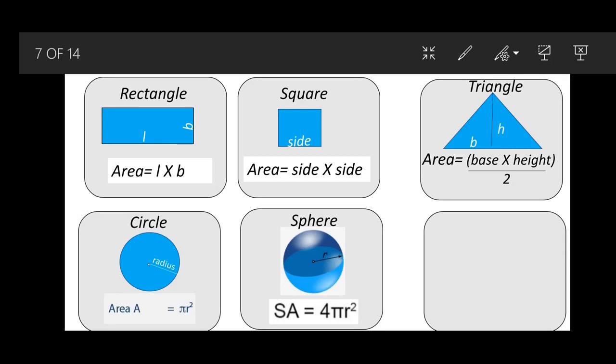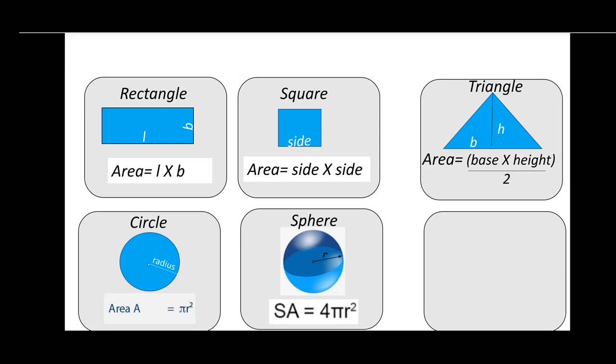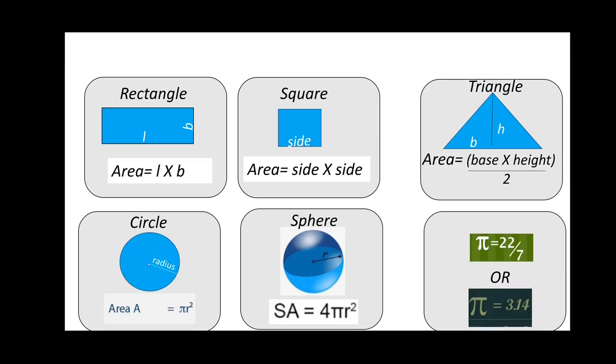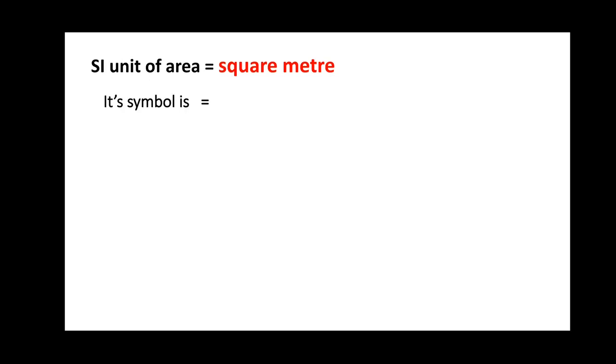In the formula for finding area of circle and sphere, we notice the term pi. It has a value of 22 by 7 or 3.14. All this time we were discussing about the topic area. The SI unit of area is equal to square meter. Its symbol is meter square, that is m square.